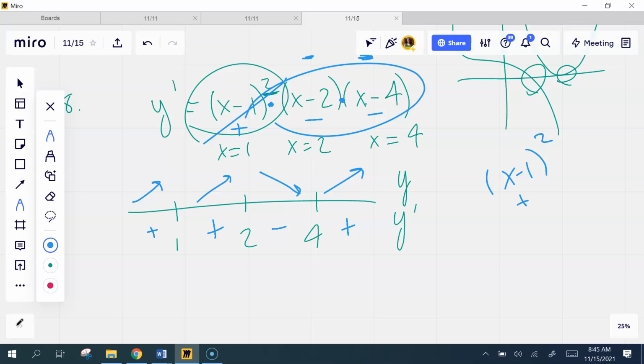And then part C is the hard part. It says points of inflection. Second derivative sign change. How am I going to find the second derivative of this bad boy? A bunch of different, some power and then some product.